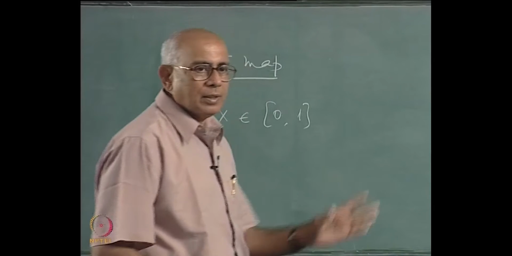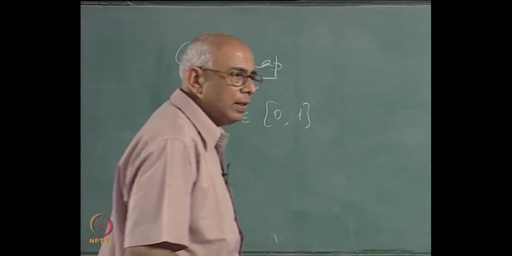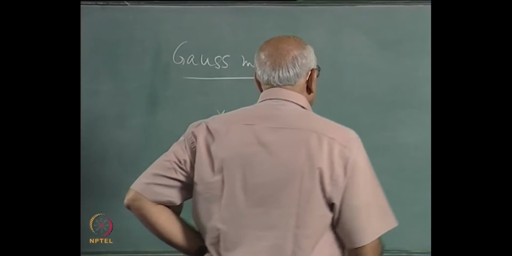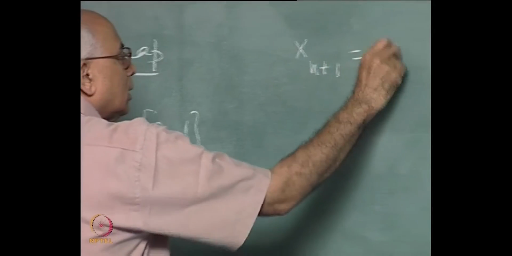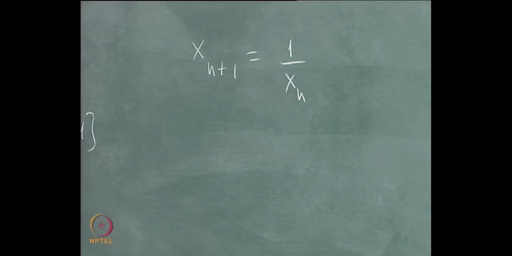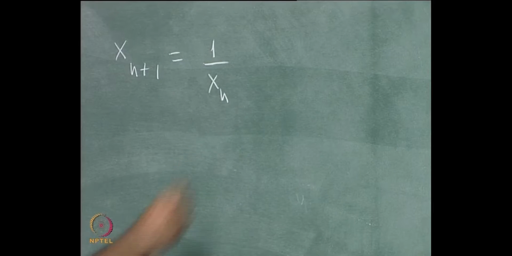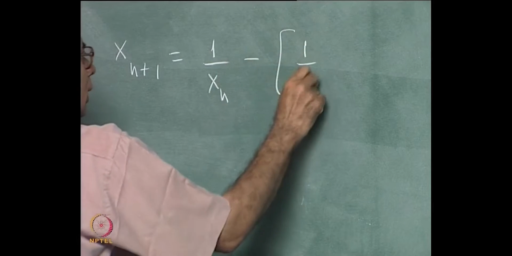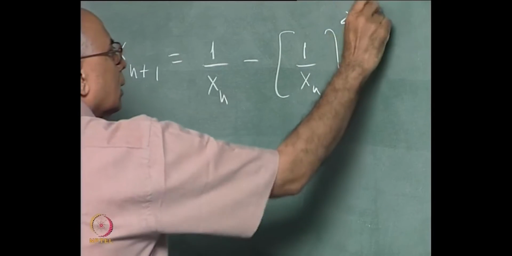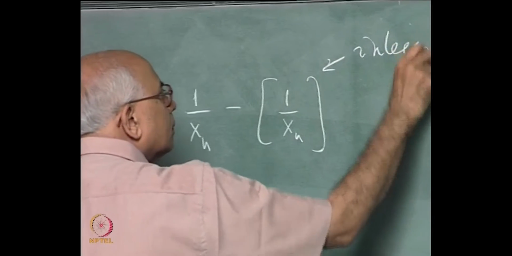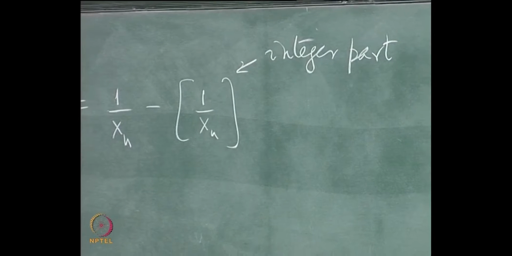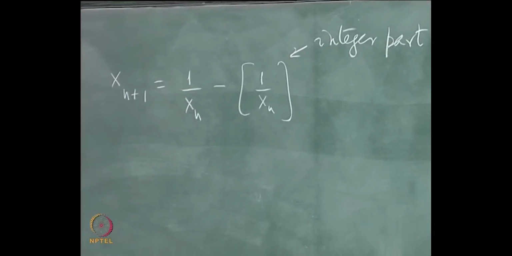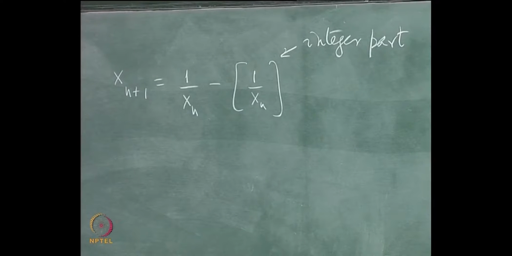And what he did essentially in our terminology is the following. Let us see what this map is. So you start with the map which says that at the n plus 1 stage you take the reciprocal of xn and throw away the integer part. So it is 1 over xn minus this, and this guy here is the integer part. So I use the square bracket to denote the integer part of this.